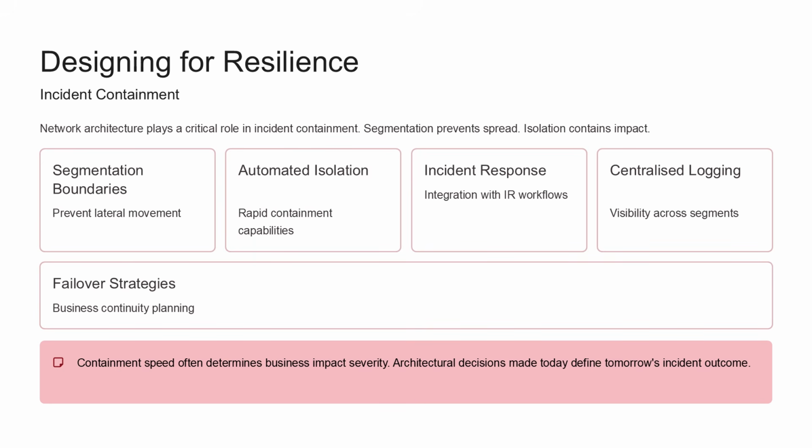Network architecture plays a critical role in incident containment. If ransomware enters one segment, segmentation can prevent spread. If a cloud workload is compromised, network isolation can contain impact. Resilience-focused network design includes segmentation boundaries, automated isolation capabilities, incident response integration, centralized logging, failover strategies. Network architecture must support recovery as well as prevention. Containment speed often determines business impact severity. Architectural decisions made today define tomorrow's incident outcome.